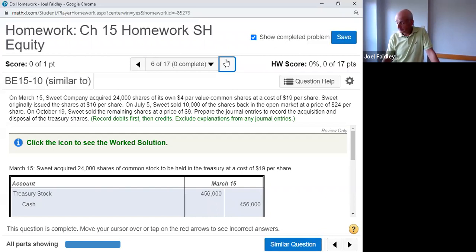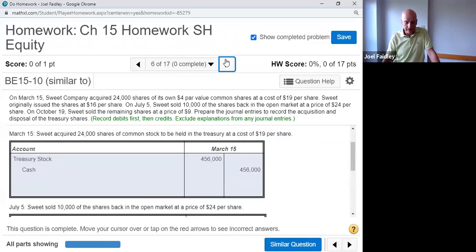Number 6, it's the treasury stock exercise. Looks like that we bought 24,000 shares. I have to write this down so when I go to the notepad. $24,019. Sold 10,000 at $24. It's like they made $5 a share, didn't it? Then they sold the remaining shares at $9. Like they should have sold it all at 24, shouldn't they? So let's go here and see what that looks like.